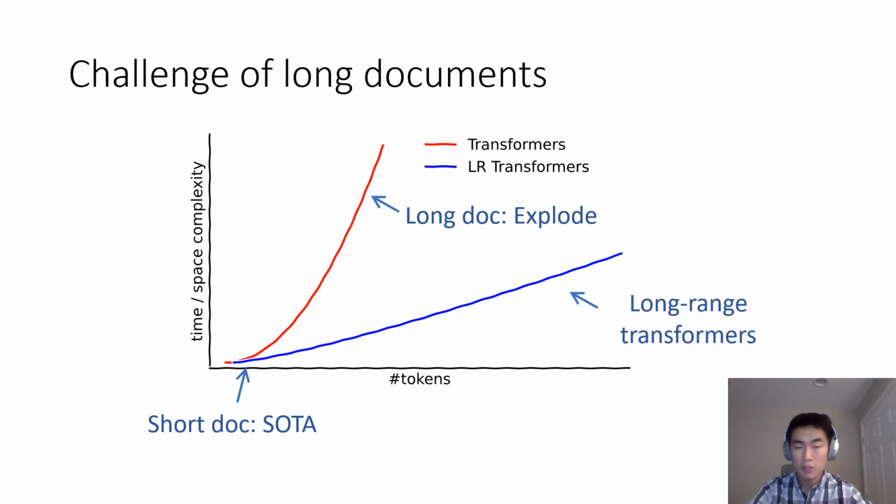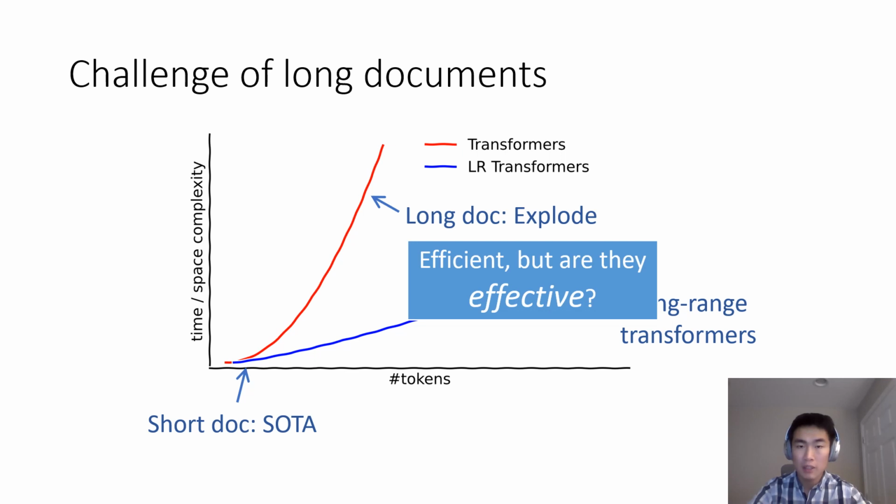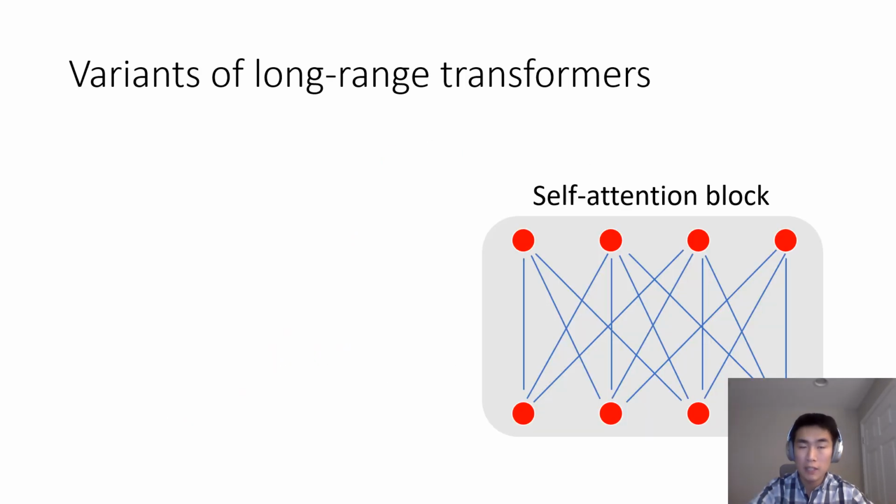To make transformers able to handle long sequences, people propose a variety of long-range transformers. They can reduce the complexity to sublinear or even linear. They are guaranteed to be very efficient, but it is yet to answer whether they are effective. Before we dive into the details of the paper, let's take an overview of long-range transformers.